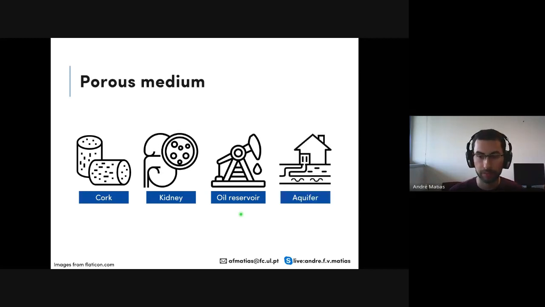And finally, we have an example: the water that falls down on our streets due to rain will percolate the ground and will end up in aquifers beneath our feet. In these aquifers, the water will flow away into a river or into the ocean, for example. These last two examples of porous media are particularly interesting because they have properties where the flow changes the porous medium, and the porous medium changes the flow.